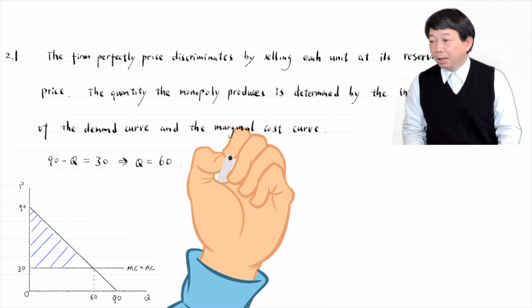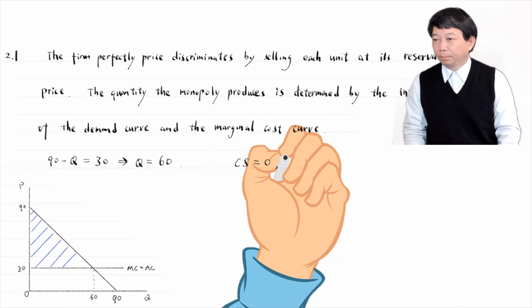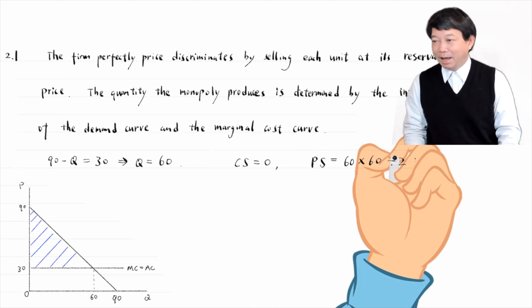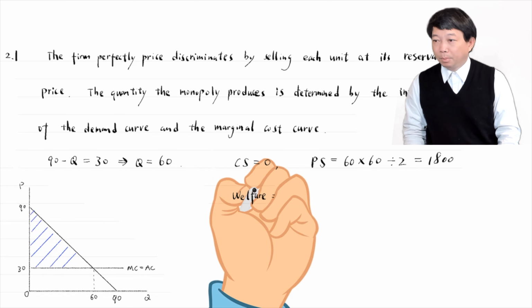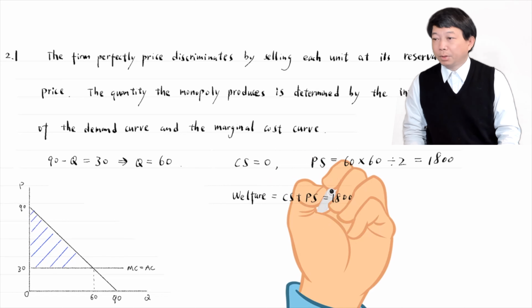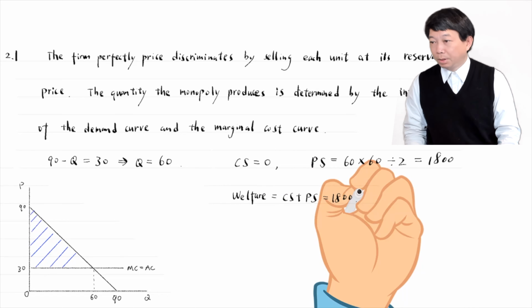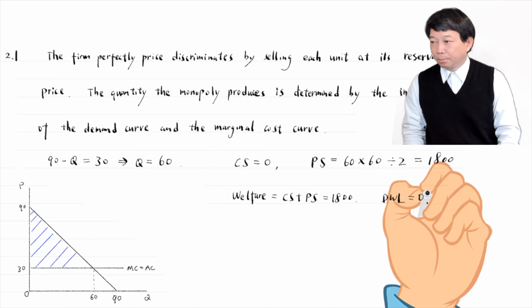The perfectly price discriminating monopoly captures all possible consumer surplus. Consumer surplus is 0. Producer surplus is the area of the blue triangle, 1,800. The welfare is the sum of consumer surplus and producer surplus, 1,800. There is no deadweight loss.